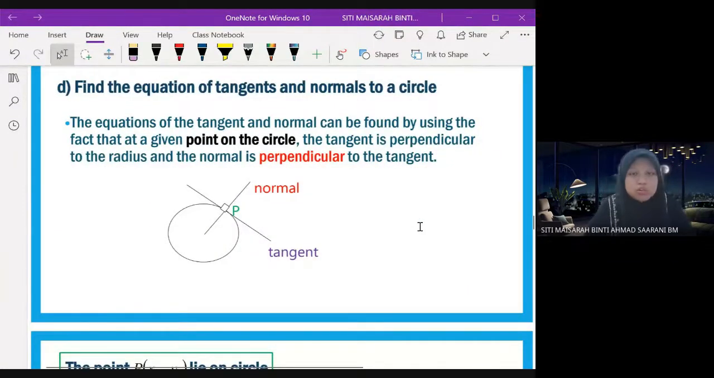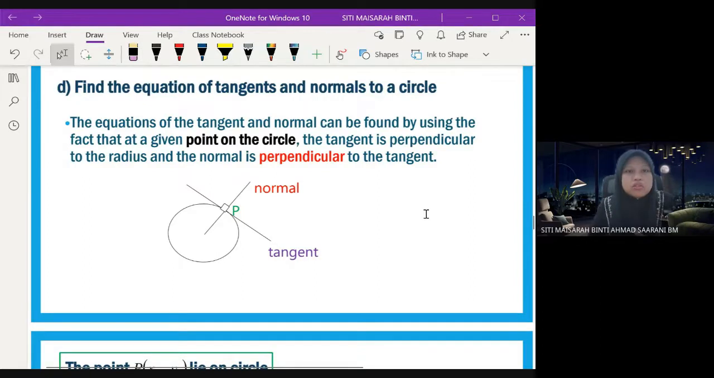equation of tangent and normal to a circle. Okay. Yang ni involving maksudnya dia guna konsep circle. Kalau ikutkan tangent dan normal is actually straight line. So jadi kita punya equation of tangent is involving y equals to mx plus c. Jadi sekarang ni kita akan pakai equation tangent formula dia lah yang relate dengan equation of a circle.